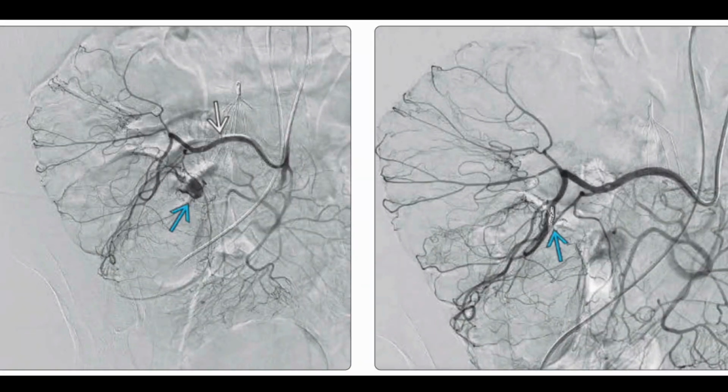So let's discuss a few cases. This is the right colic artery, and from the descending branch of the right colic artery there is contrast extravasation. So to block that vessel that is leading to contrast extravasation, that is the descending branch, has been coiled, and in this angiogram there is no leak of contrast outside.